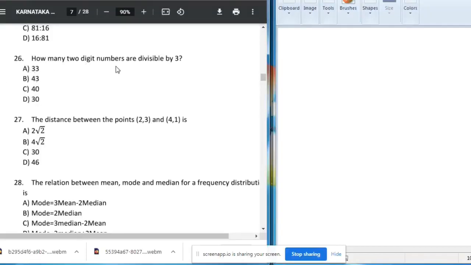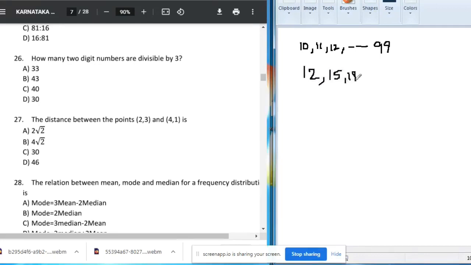26th question. How many 2-digit numbers are divisible by 3? We all know that the least 2-digit number is 10 and the highest 2-digit number is 99. So the question is, they're asking to find not all the 2-digit numbers. They're asking to find the 2-digit numbers divisible by 3. So 10 is not divisible by 3. 11 is not divisible by 3. 12 is the least number which is divisible by 3.